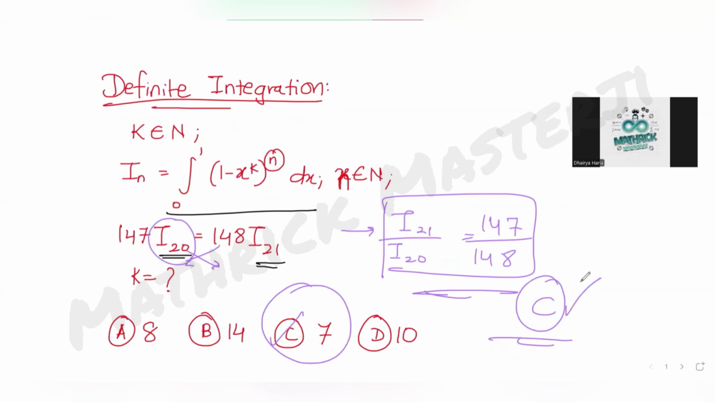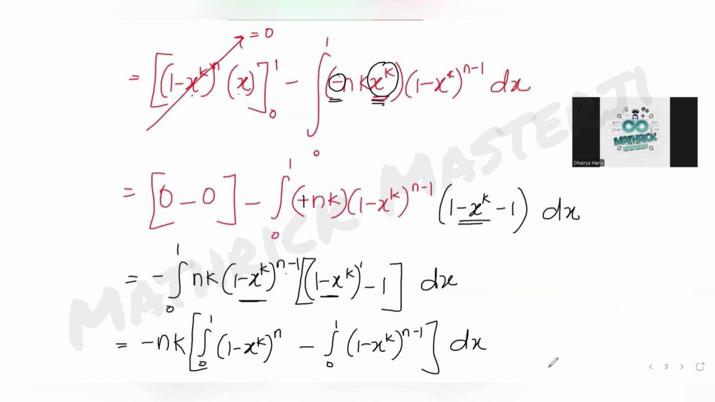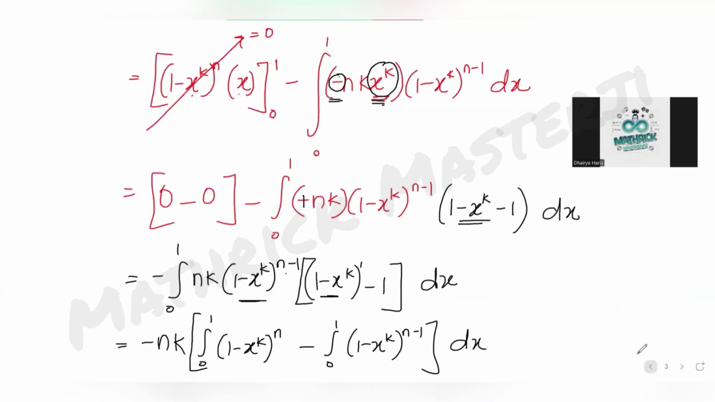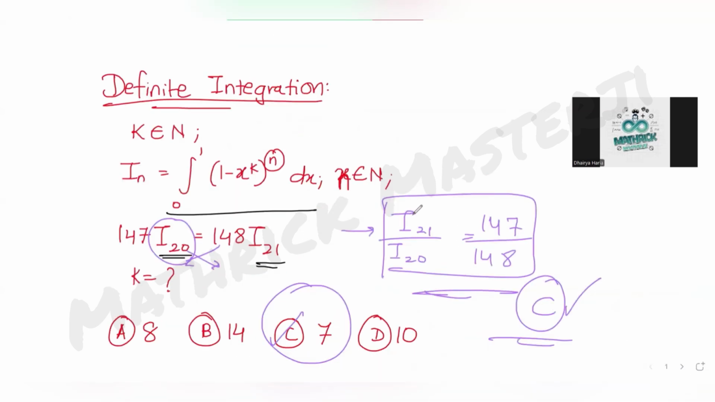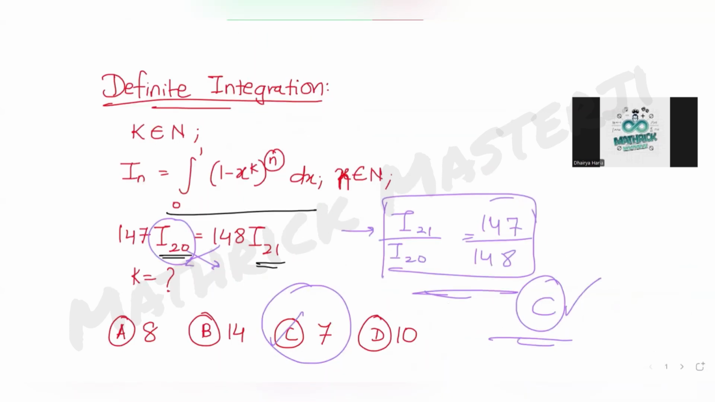I hope you have understood how to solve this type of question. What we did was we had an expression, we manipulated it by multiplying with 1, and then we used integration by parts to find the integral of the entire thing. When simplified, I converted it into the form of In that is given to us, and further simplifying, I got In over In minus 1. Putting n as 21, I got an expression in terms of k. And one expression was given to us for I21 over I20 as well. So if I equated both of them, I got the value of k, and that turns out to be answer choice C. So C becomes the correct answer for the question given to us here.